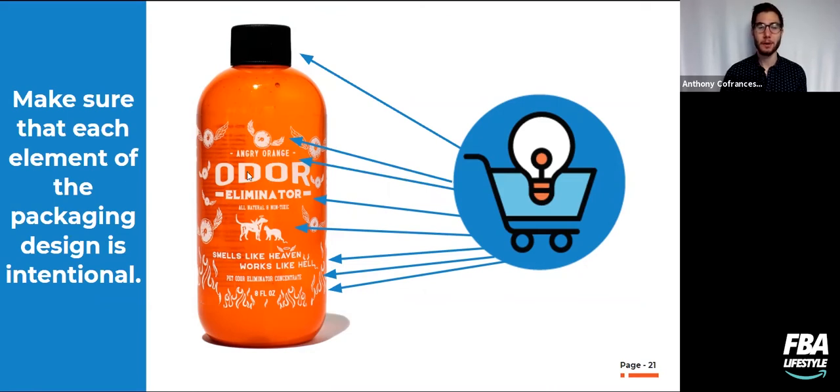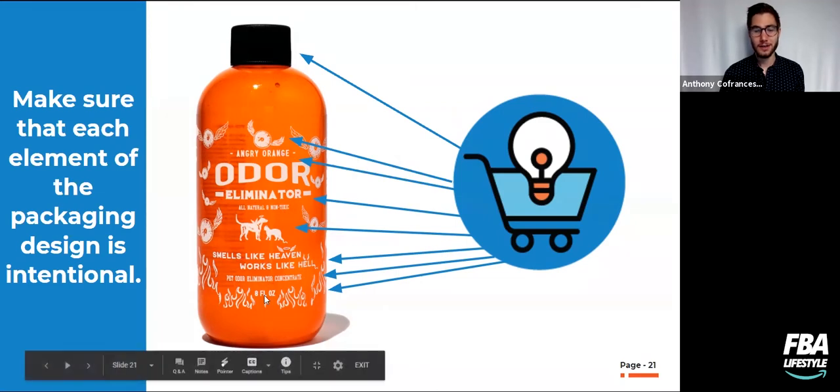You'll also notice that the brand name Angry Orange is much smaller than the functionality of the product. The product is a spray-on odor eliminator. So Angry Orange is much smaller than "odor eliminator," right in your face, smack dab in the middle, what the product actually does. You'll notice these little flying oranges flying around, indicating freshness, indicating that it's going to smell like oranges. You'll see it says all natural and non-toxic. You'll see the dog and the cat showing you that this is a pet deodorizer. You've got their alternate tagline, smells like heaven, works like hell. You've got the sizing, and you've even got some flames at the bottom.